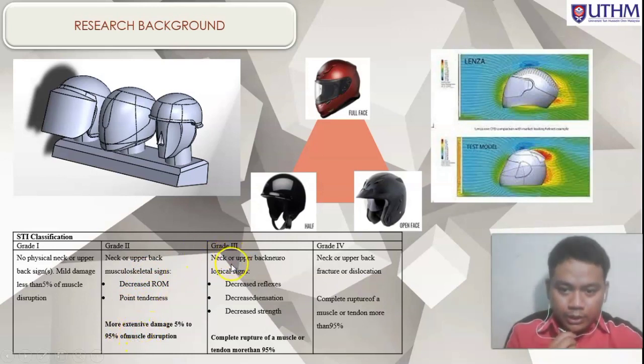And then grade 3: neck or upper back neurological signs, decreased reflexes, decreased sensation, decreased strength, complete rupture of a muscle or tendon more than 95%. Grade 4: neck or upper back fracture or dislocation, complete rupture of a muscle or tendon more than 95%.